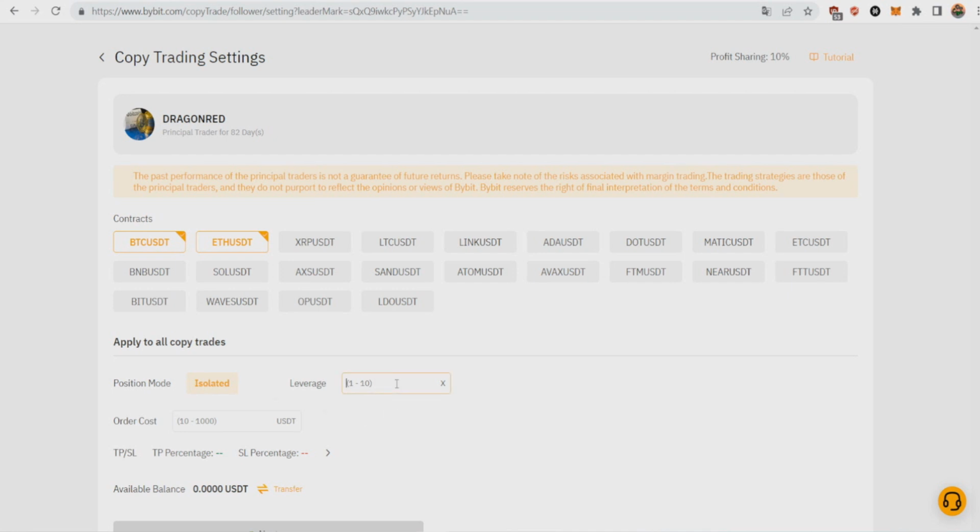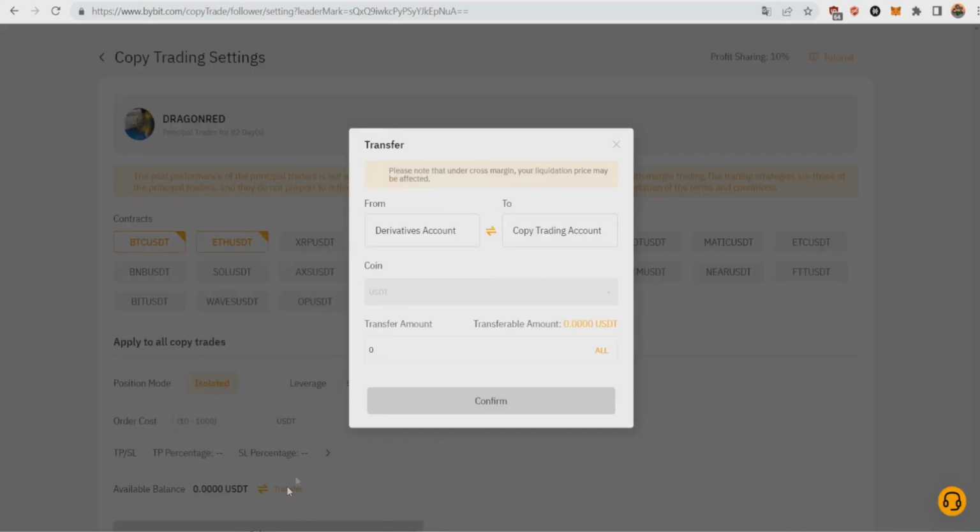This means we can make 5 times our money. The order cost has to be between 10 and 1,000. This means we have to put $10 to $1,000 into every single trade. But now, how can you put money on? You have to put money on your derivatives account, and I'm gonna show you guys right now how to put money from spot to derivatives.